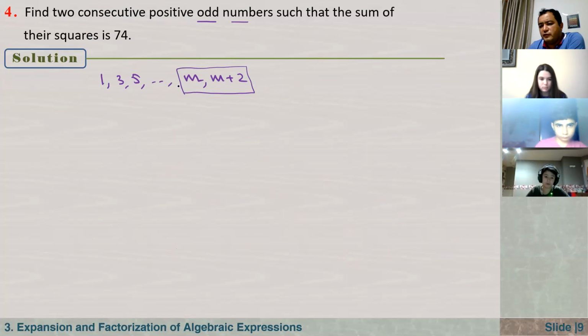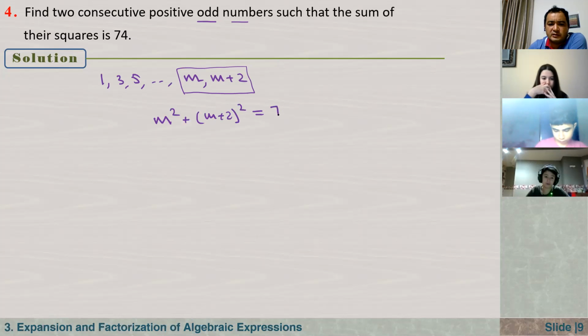And what numbers are they? We don't know, but we know that they are consecutive odd numbers. And also in the question it says the sum of their squares, right? So here we have m squared plus m plus 2 squared is equal to 74. And quickly, let's just expand this and simplify.